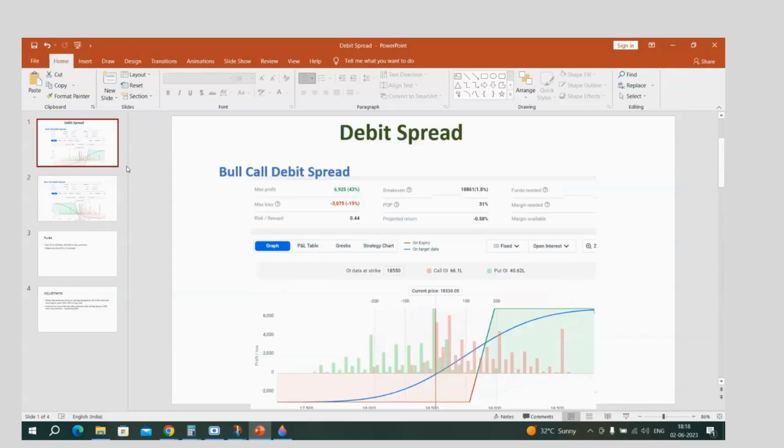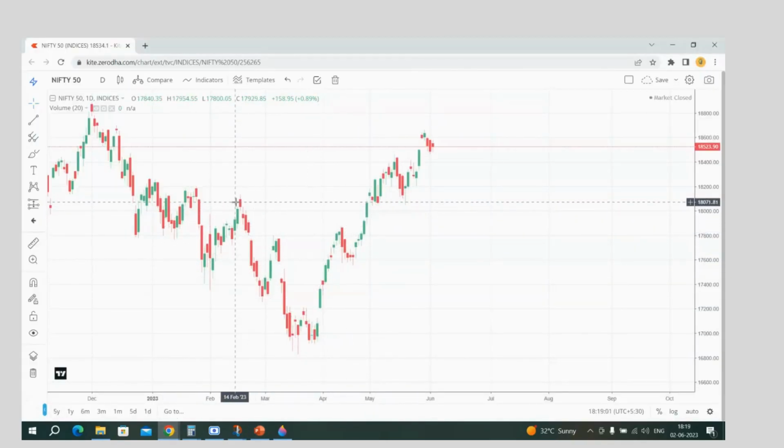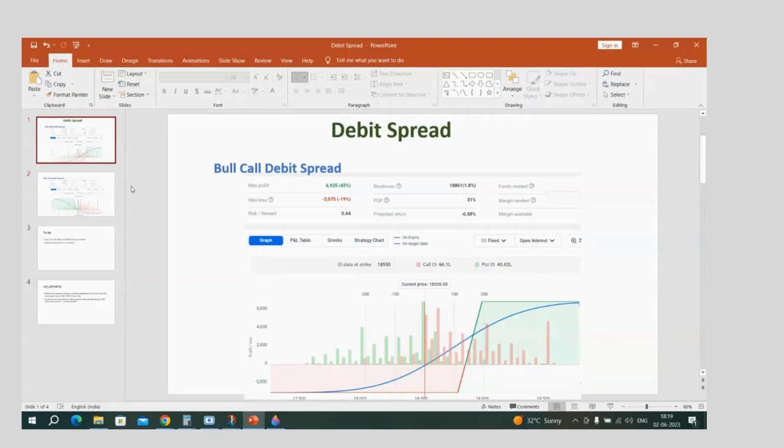Here we need to have a view based on our support and resistance, or our chart analysis, or any other indicators. So it's advisable to have a view. And even if the view goes wrong, we can make adjustments and come out with a profit. We will see that in the back testing. Today I'm going to show the back testing when the market goes in our favor, and I'm going to create a bull call debit spread, make it lossless with our adjustments, and come out with a good profit when it goes in our favor.